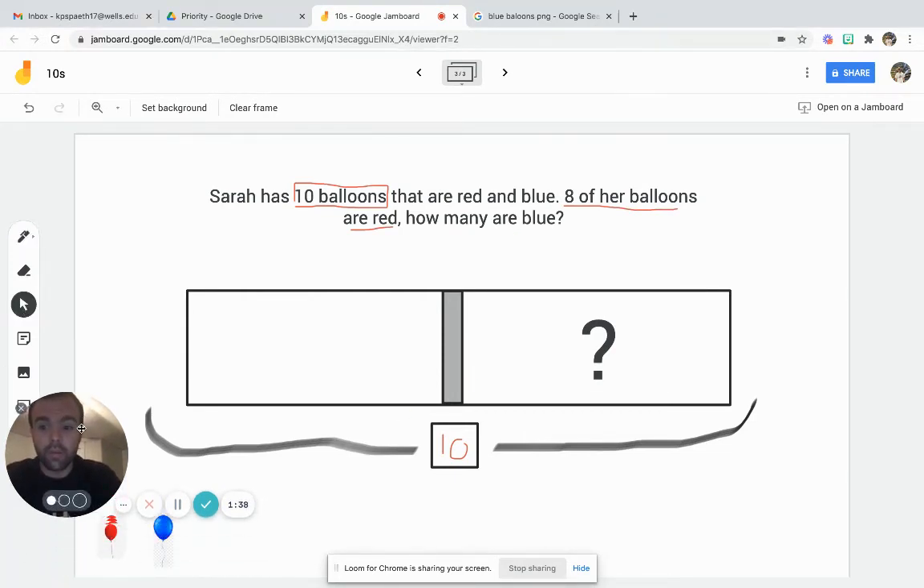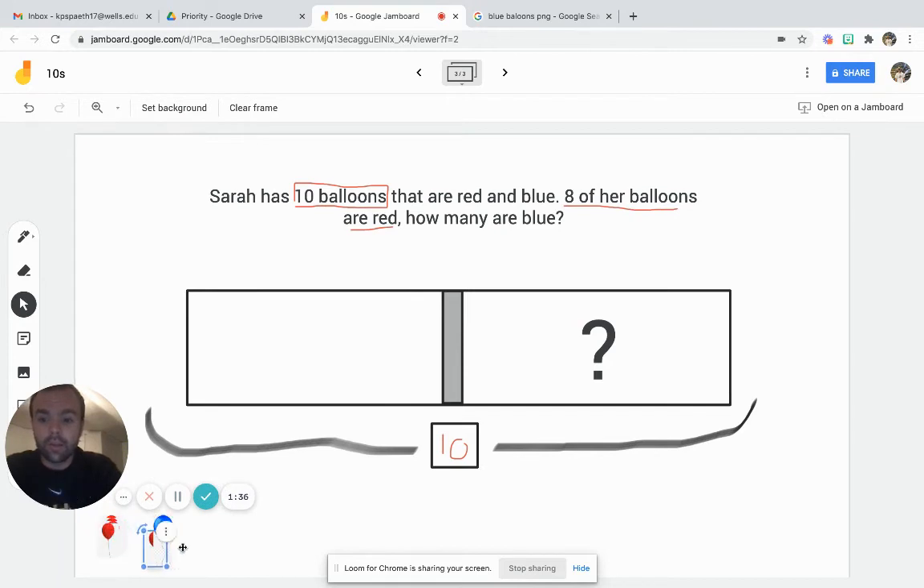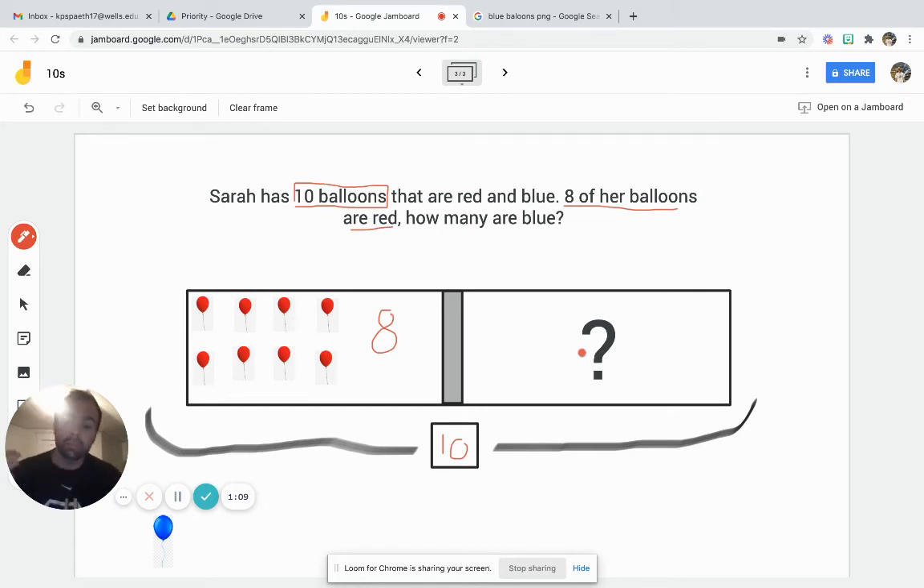We can use our bar model again to demonstrate how many balloons we have. We can count them out together. 1, 2, 3, 4, 5, 6, 7, 8. And we can write our 8 in here because that's how many red balloons we have. What we don't know is how many blue balloons we have. So we have to think, how many am I going to need to get to 10 from 8?